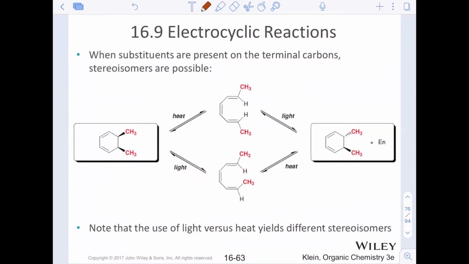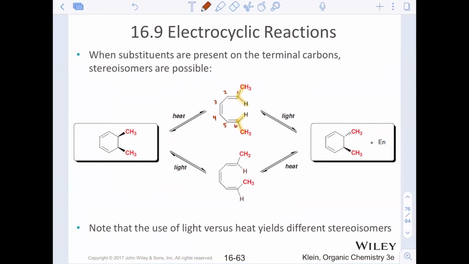Now, when substituents are present on these terminal carbons, stereoisomers are possible, okay? So let's look here in this middle section. I want to look at this setup right here where we have the 6-membered ring that could possibly form, right? And I'm going to do the curved arrows, okay? Curved arrows, again, can be clockwise or counterclockwise. 1, 2, 3, 4, 5, 6.